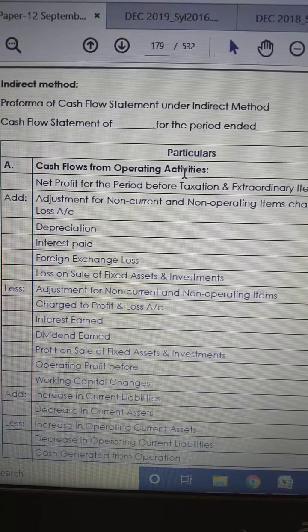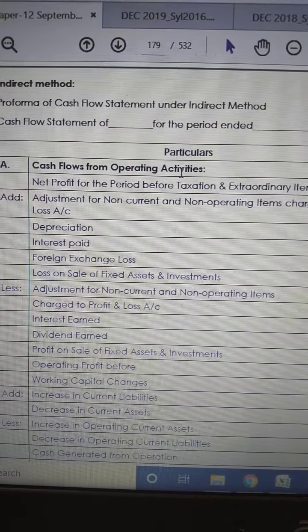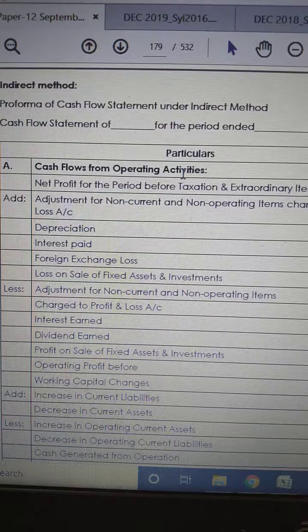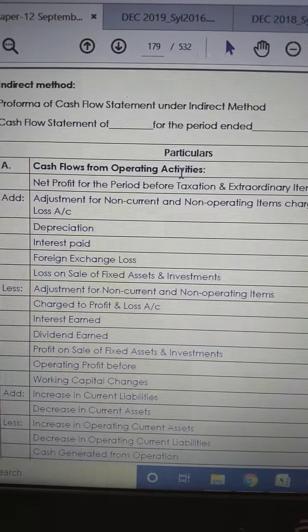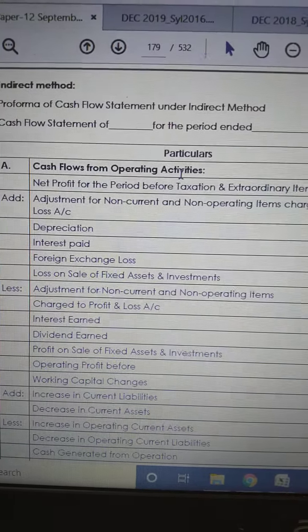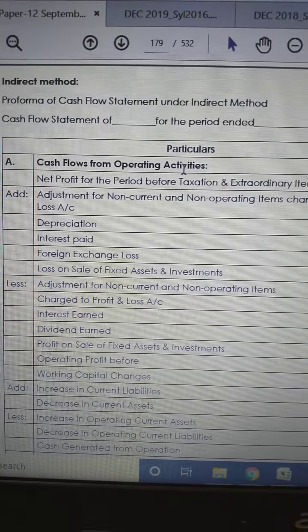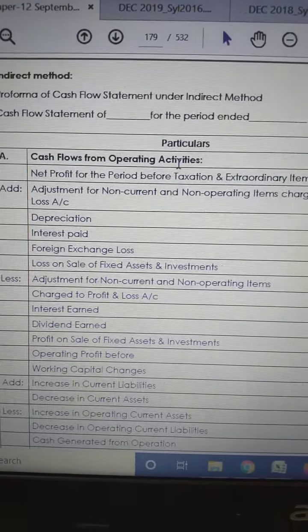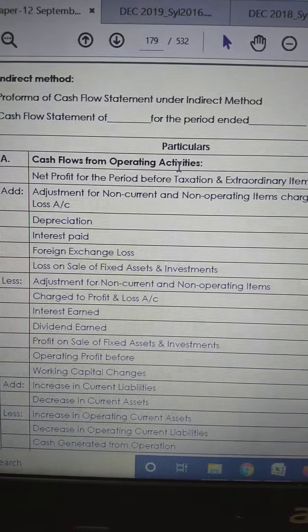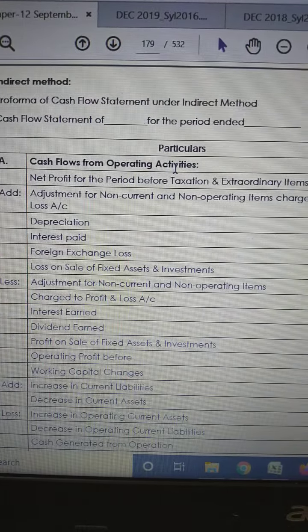Also, you have to understand the meaning of cash flow statement, the purpose of cash flow statement, and what is operating activity, what is financing activity, what is investment activity. Please go through our previous videos, part 1, part 2. This is part 3 video.